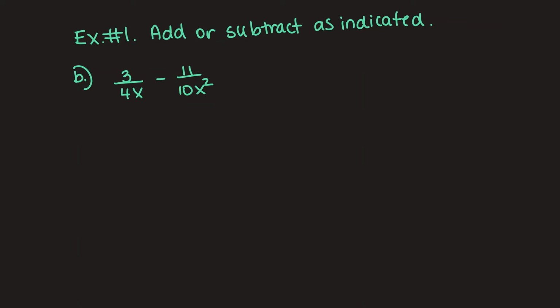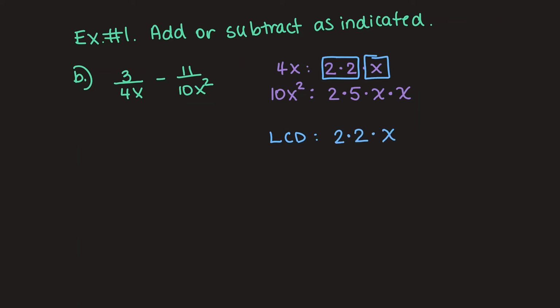So we can start by listing the prime factorization of 4x and 10x squared. So in order to be a multiple of 4x, we need at least 2 factors of 2 and 1 factor of x. So we will include this in our LCD. Then, in order to be a multiple of 10x squared, we will need at least 1 factor of 2, which we already have in the LCD, at least 1 factor of 5, which we will need to include, and at least 2 factors of x. And since we already have 1 x in the LCD, we will just include 1 more. Therefore, our LCD is 20x squared.